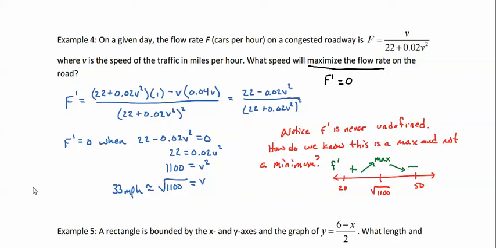Put square root of 1100, which we know is approximately 33 miles per hour, on your number line. Pick any number to the left of it. I chose 20. Pick any number to the right of it. I chose 50. Evaluate it in your derivative. When it's positive, it's increasing. When it's negative, it's decreasing. And this shows us that we have a maximum at our 33 miles per hour.